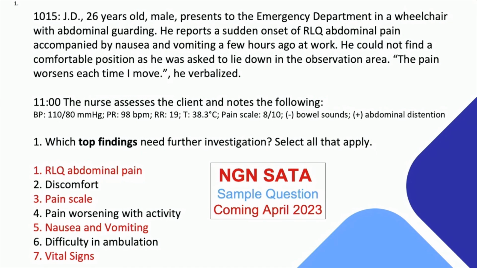Difficulty with ambulation, that's not something that was really brought out except for the fact that he was in a wheelchair with abdominal guarding, but that's just the same kind of thing as discomfort. So yes, with right lower quadrant abdominal pain, you are going to have difficulty with walking, but it's not the ambulation that needs to be explored more so than the pain, right?